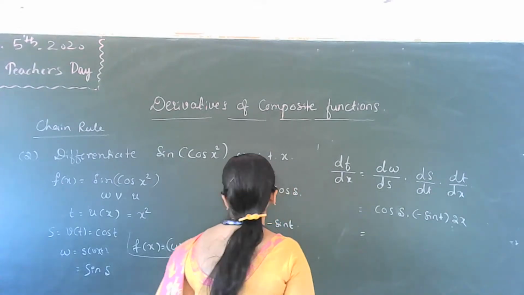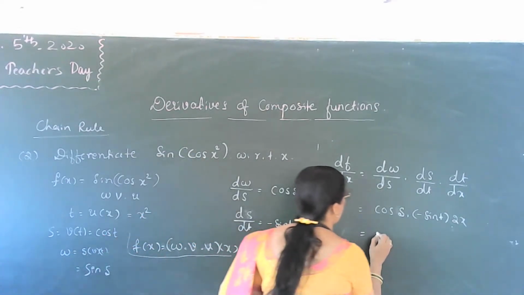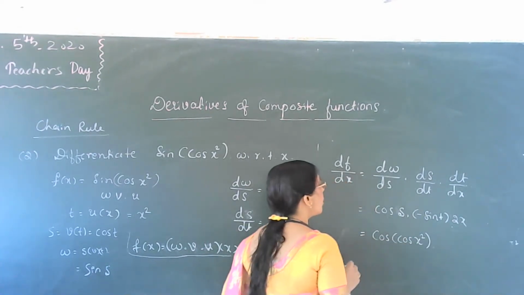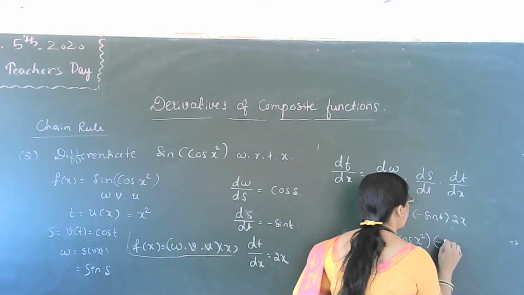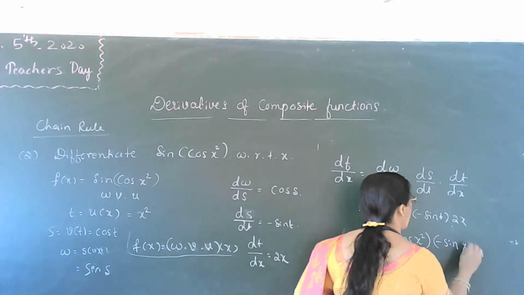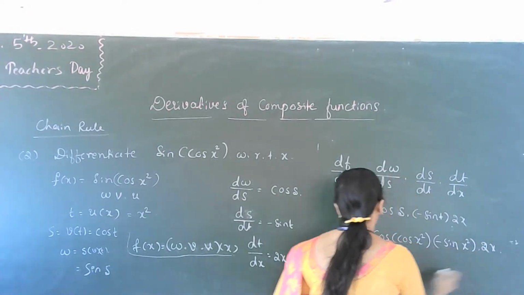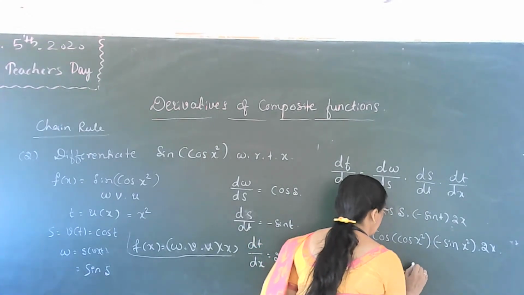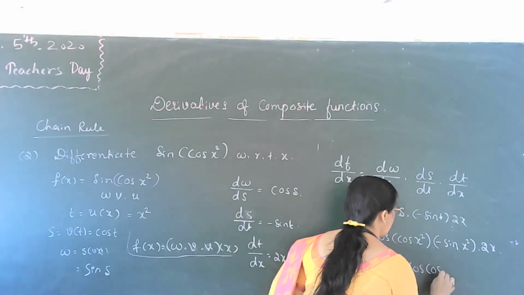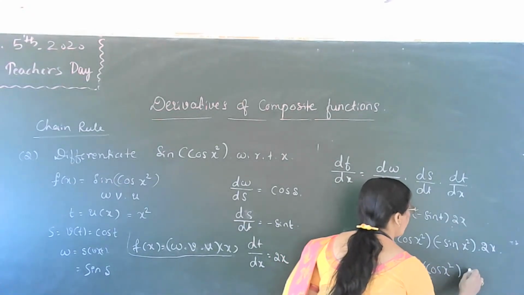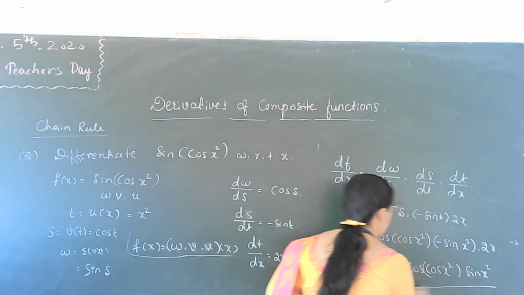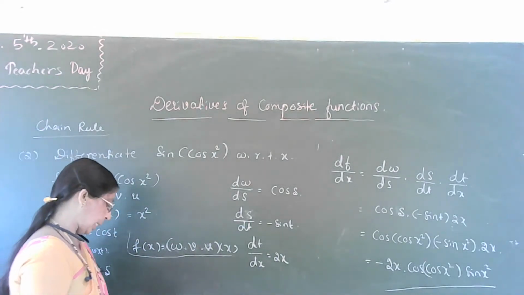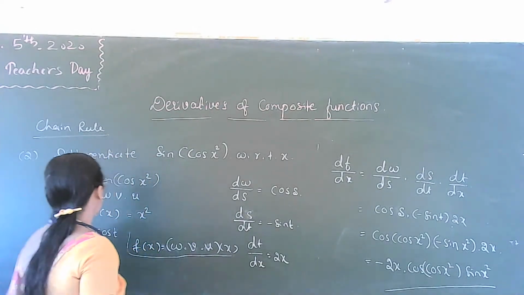We write it as cos of s is cos x square, into minus sin of t, where t is x square, then 2x. We can write this as minus 2x into cos x square into sin x square is the derivative of the function. Minus 2x sin x square into cos x square is the derivative of the function.